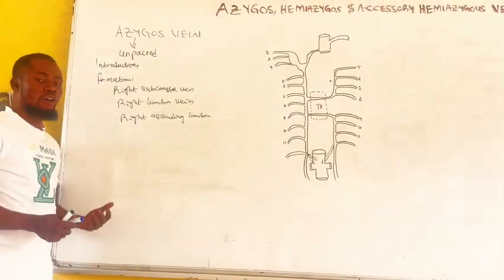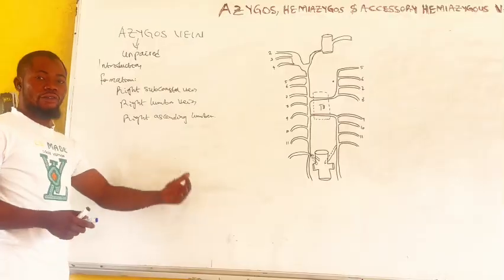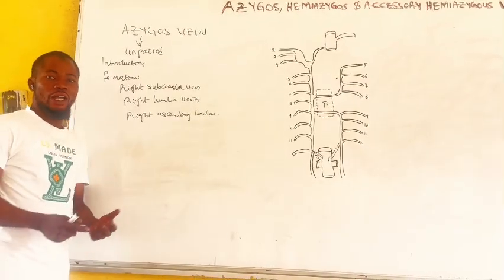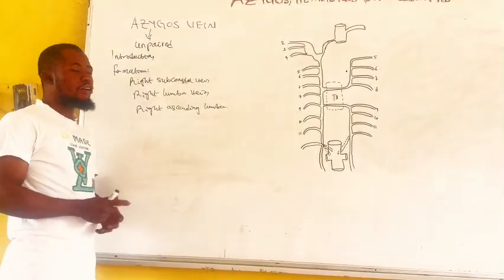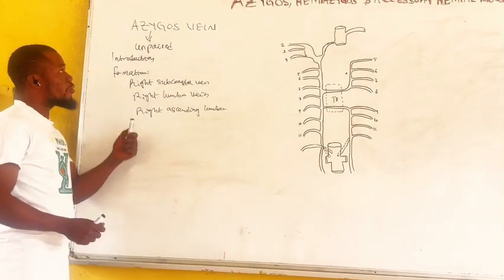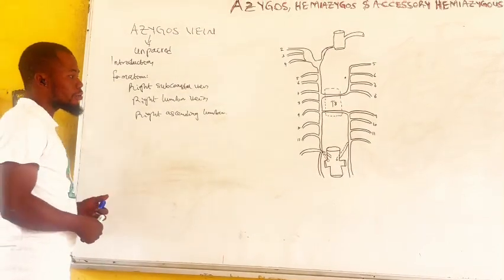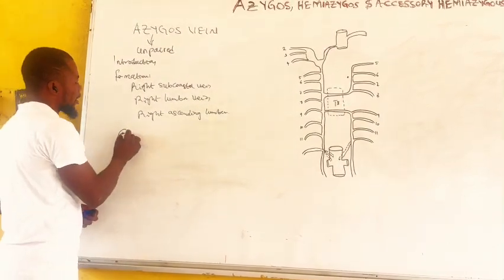Occasionally, it can also be formed as a continuation of the right subcostal vein, right renal vein, and the posterior aspect of inferior vena cava. That is about the formation of azygos vein. Next is the course of azygos vein.